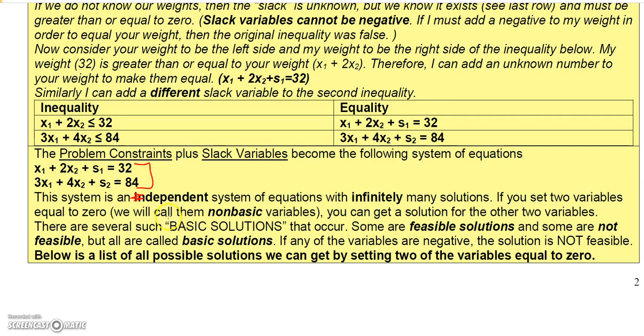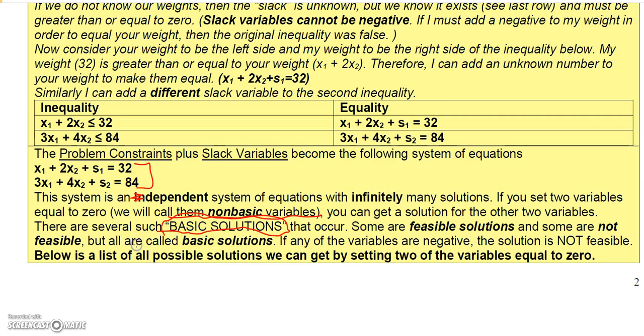So we could just call two of them non-basic variables, and non-basic variables will always equal 0, and then we can solve for the other two variables. What that will give us is a basic solution. And sometimes a basic solution is feasible, and sometimes it's not feasible. The way you know a basic solution is feasible is as long as it doesn't have any negatives in the solution, it's feasible. If there's a negative solution, it's not feasible.